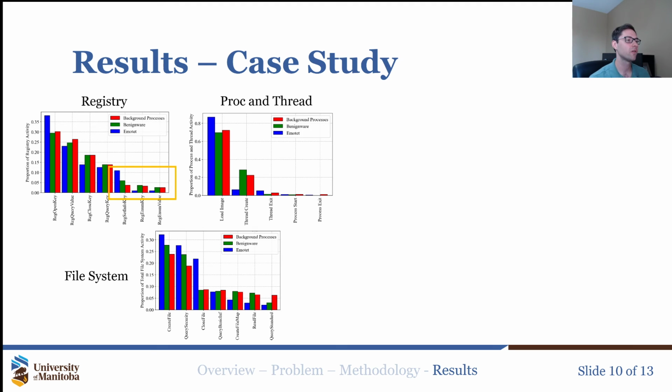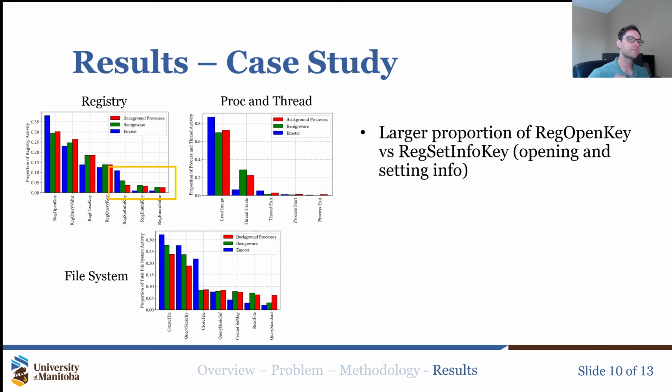So one thing quickly to note is a large proportion of registry open key versus registry set info key, opening and set info. This is just to demonstrate that if you look at registry set info key, which isn't exactly the name of the Windows API call, usually those are just labels that are lookups.